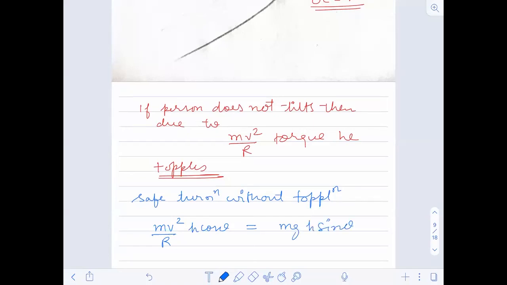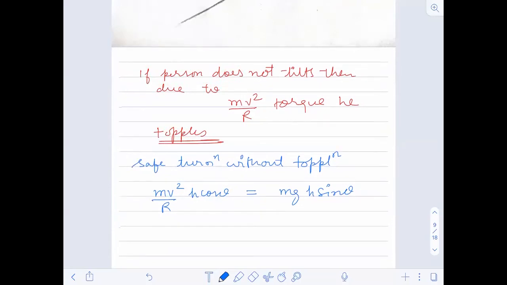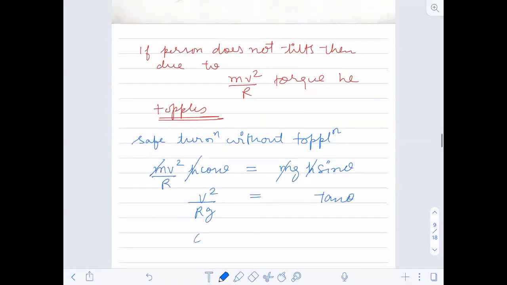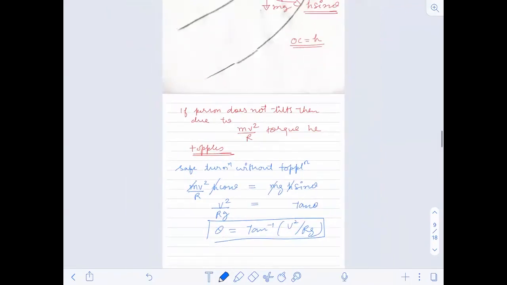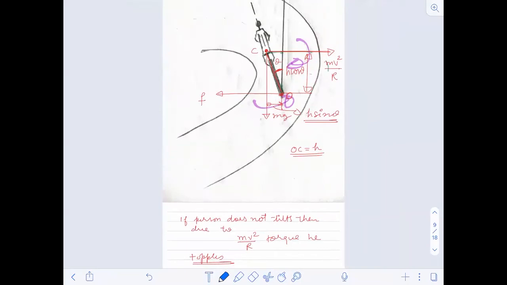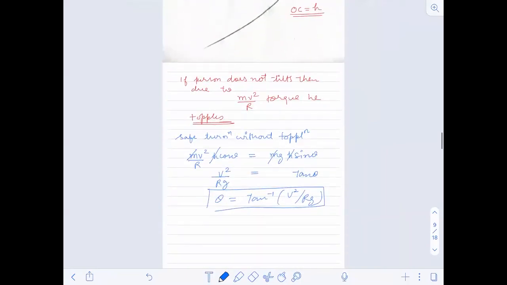Now from here you solve it, and h gets cancelled, so here you'll be getting tan theta is equal to v square by rg. So theta will be tan inverse of v square by rg. So actually that person has to tilt this much. This theta value you can see in the figure, the person has to tilt this much, so that there is no toppling happening with this person.